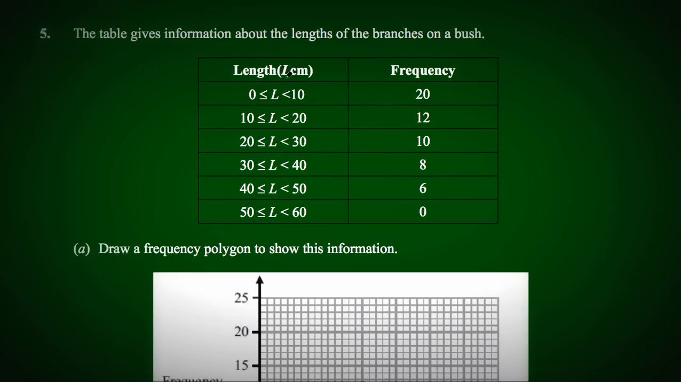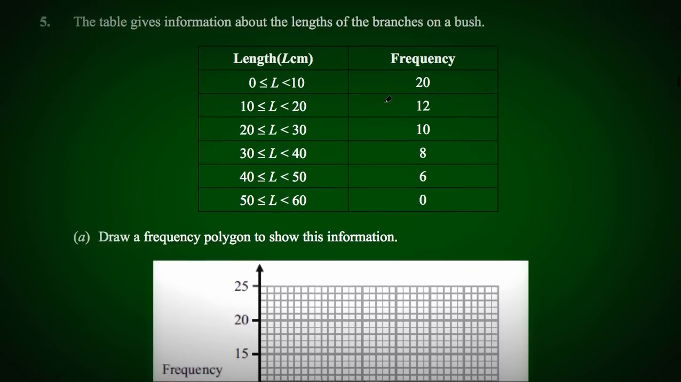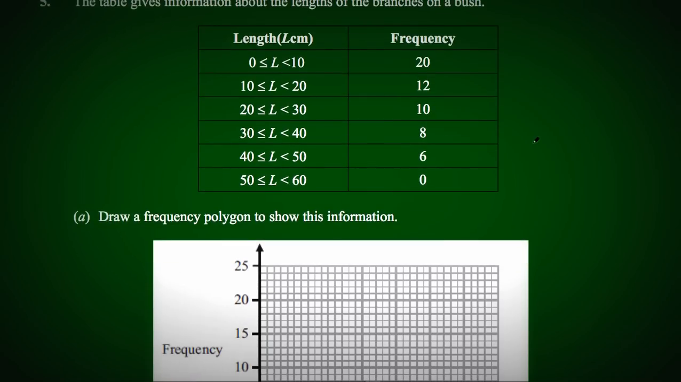Question 5. The table gives information about the lengths of the branches on a bush. Draw a frequency polygon to show this information. So in this question, with a frequency polygon, I need to give the frequency, which is labelled on the left-hand side. I need to plot that at the midpoints of each of these classes. So midpoint of 0 to 10 is 5, midpoint of 10 to 20 is 15, midpoint of 20 to 30 is 25, and each of those intervals as we go along is an interval of 10, class width of 10.